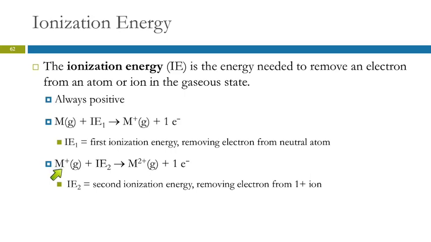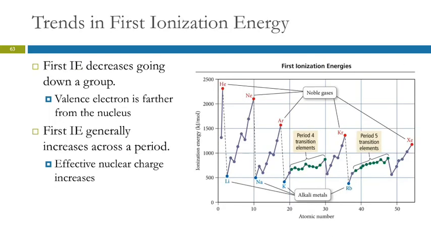Well, you can also take that positive 1 cation, add some more energy, and remove a second electron and get a plus 2 ion. That's called the second ionization energy. And likewise, there's a third and a fourth and a fifth, and you could just go on until you've removed all the electrons, but that's not usually very useful. So we talk about trends in the first ionization energy.